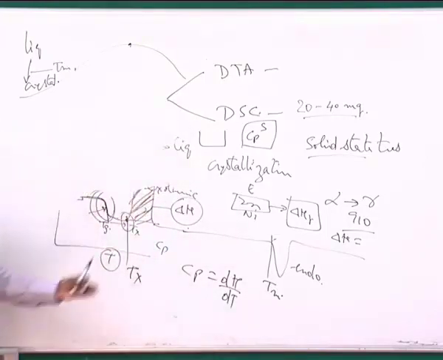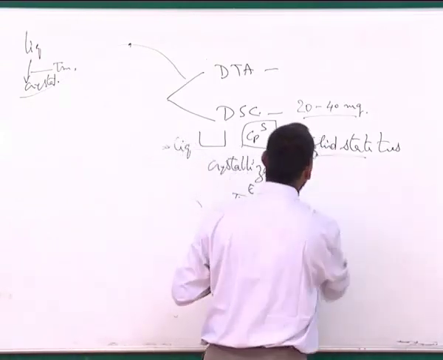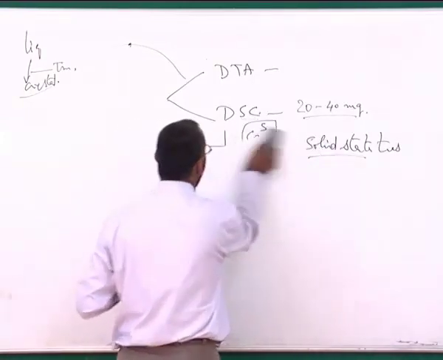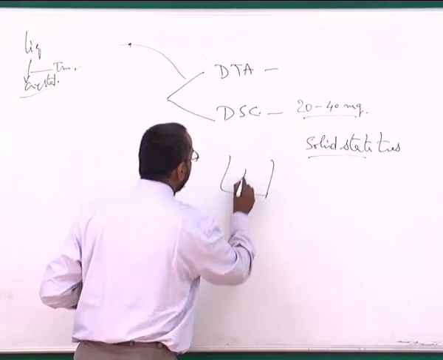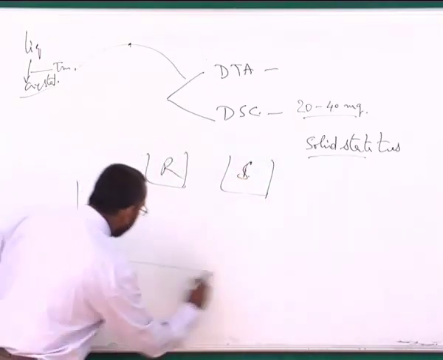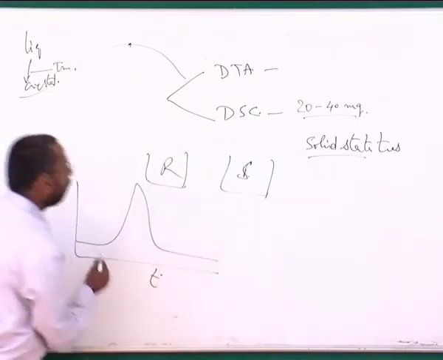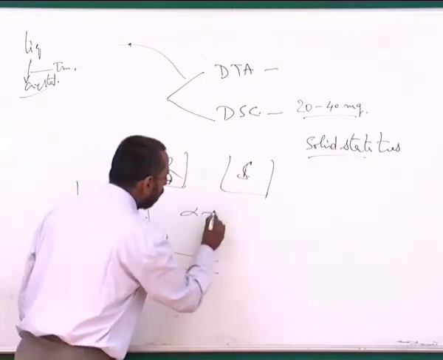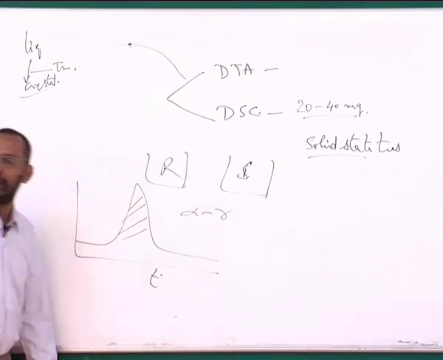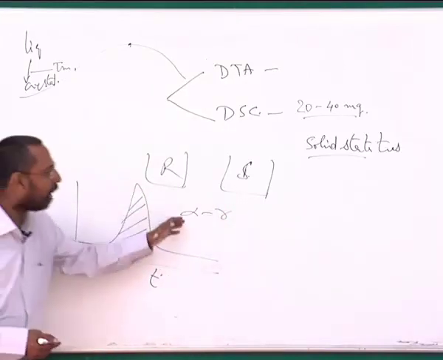And similar Kissinger plots can be plotted in this case also, whether it is DSC or DTA, and you get the same information. Of course one can also do isothermal transformation. What I can do is take my reference and my sample, heat them to a particular temperature, hold it as a function of time, and find out how the phase is evolving with time. Let's say I have the alpha to gamma transformation: I heat it to 910 degrees centigrade, hold it there and find out as a function of time how alpha changes to gamma.